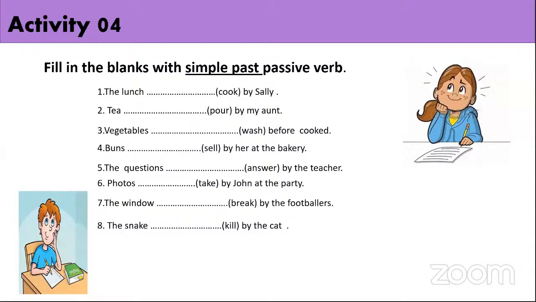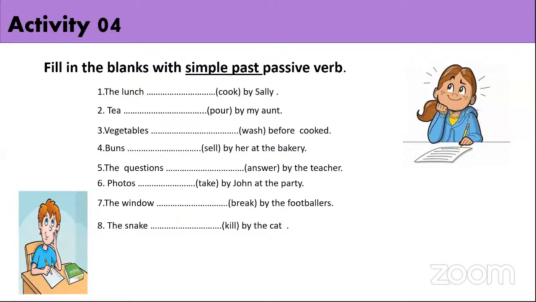Shall we discuss? Okay, first one. The lunch cooked by Sally. You have to fill in the blanks with simple past passive verb.